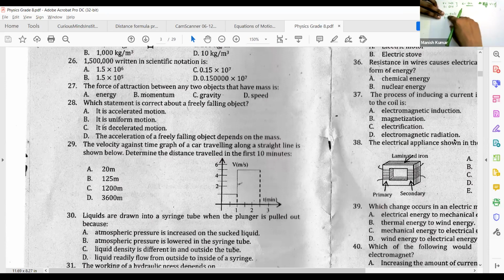If the velocity is 5 meters per second, I can see it from the graph. So the distance traveled in 90 seconds would be 90 into 5, which is 450 meters, right? And so the total distance that will be covered is 60 plus 450, which is 510, which is not there.